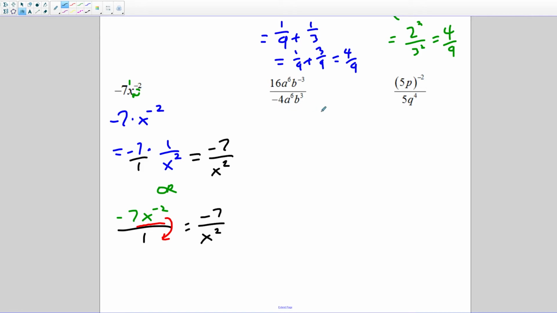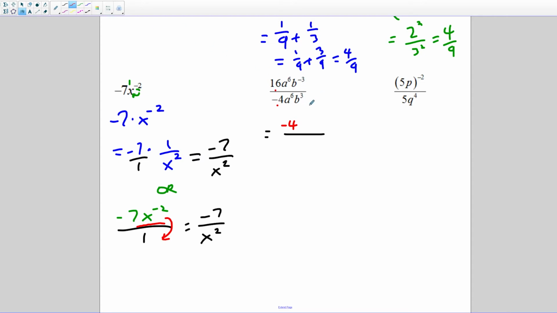So taking a look at the last 2 questions here, I'm actually going to go ahead and draw my line for a fraction first. The reason I do this is so that I can keep track of what variables are going to stay on the top or the bottom. So looking at my coefficients, I've got 16 divided by -4, just leaves me with a -4. A to the power of 6 divided by a to the power of 6 leaves me with a to the power of 0, which is just 1, so I don't need anything new there. Then I have b to the power of -3 over b to the power of 3.